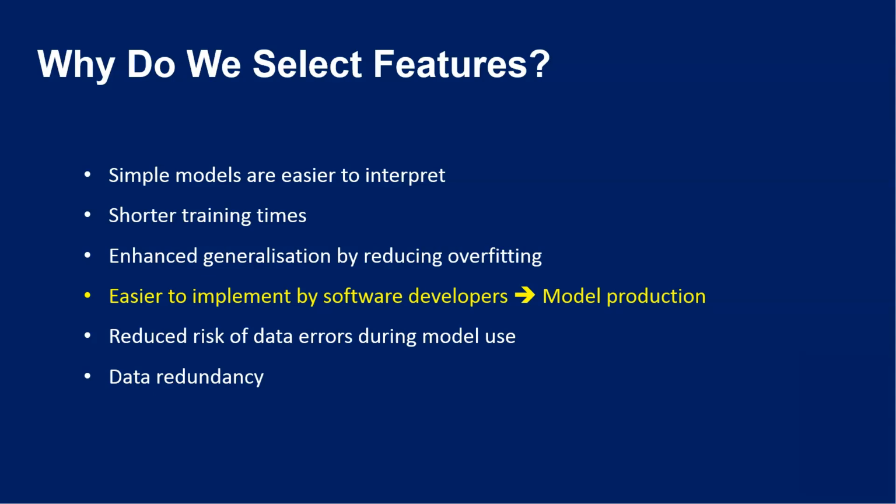But let's continue with the advantages of feature selection. Utilizing fewer features minimizes the risk that we may encounter due to data errors. And of course, more often than not, data is redundant, which means that many features provide the same information. So why should we use them all when we're building our models?